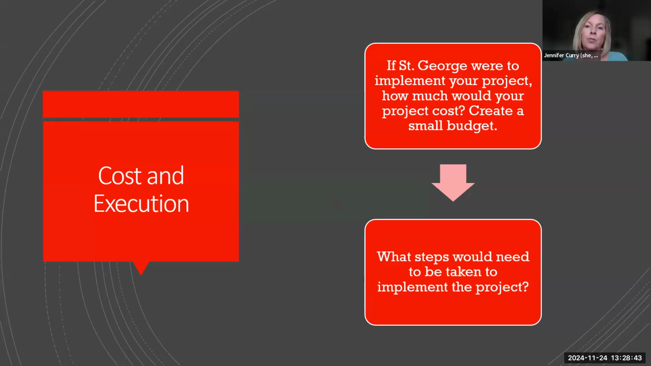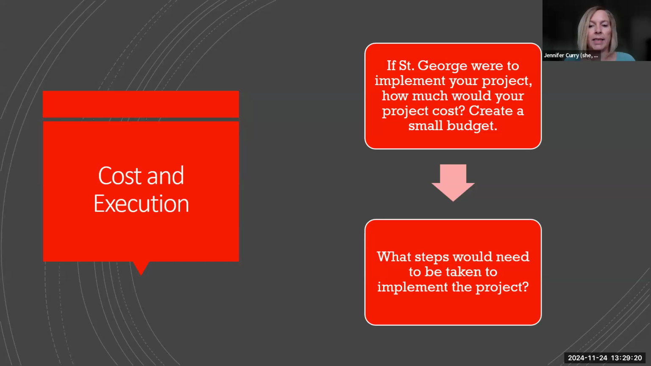Now, this is one of the most important parts. If you decided, based on your data, that there was something that St. George could do differently, then you need to create a budget for it. How much would it cost to make the change that you are suggesting? Your project shouldn't be about complaining or coming up with, like, oh, I think leadership should just be different and morale would go up. No, you've got to come with a clear, defined solution. What is your solution and what would it cost? And you need to create a budget for that.